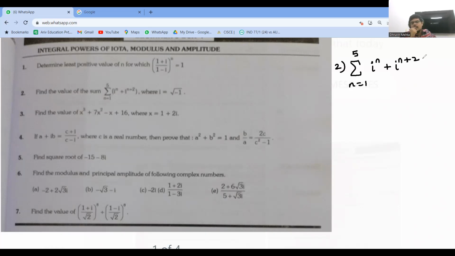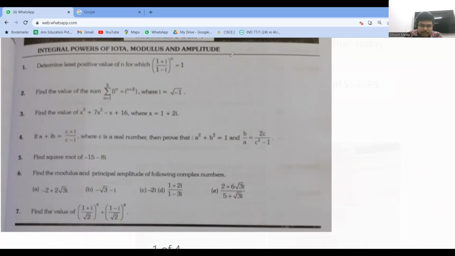So, i raised to n plus i raised to n plus 2. So is it safe to say, Arush, that this is the addition of alternate powers of i? It's like i and i cube are added, i square and i to the 4. So it becomes 0. Exactly. The answer will be 0. That's the answer.